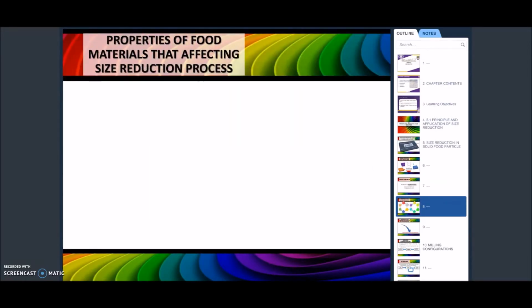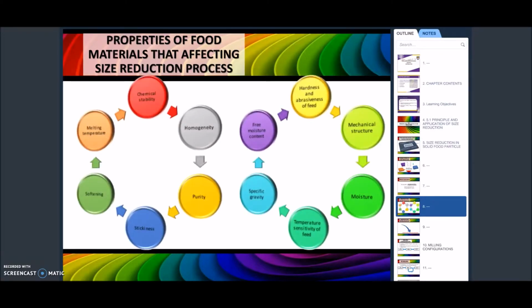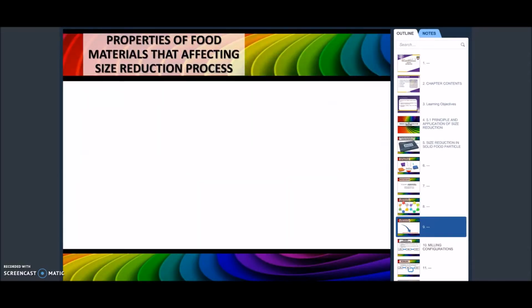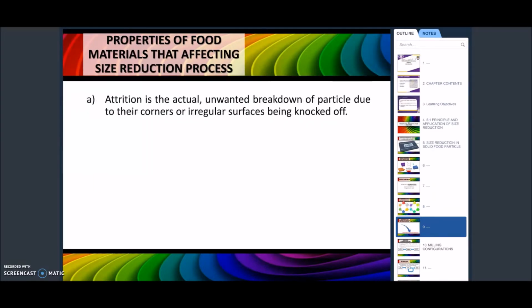Properties of food materials that affecting size reduction process. This is some of the properties of food material that affecting the size reduction process during milling. In addition, friability and attrition also contribute to the problems.